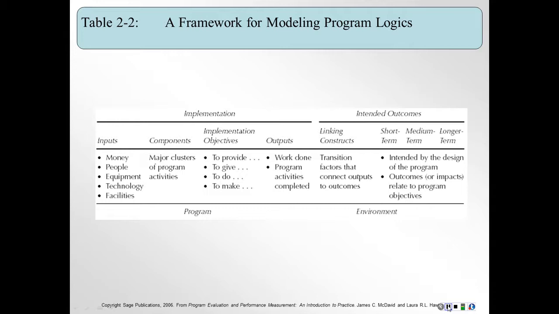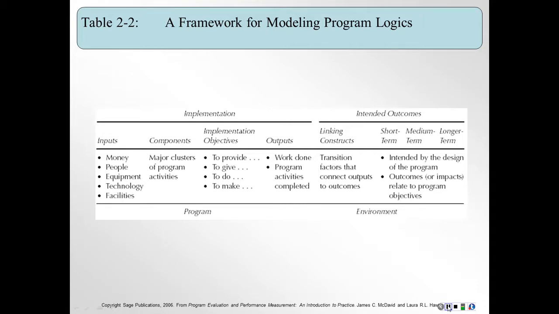Each component will have at least one implementation objective. I repeat, each component, each part of the program you're evaluating will have at least one implementation objective, oftentimes phrased as to provide something, to give something, to do something, to make something. Each component then will also have at least one output. And each output will be connected to at least one subsequent program result or program outcome.